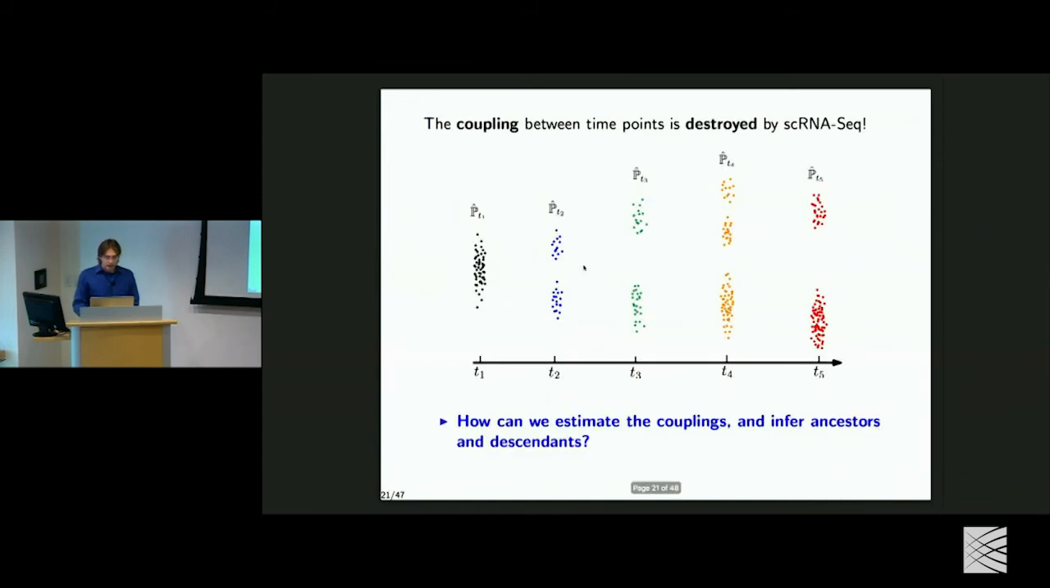Okay. And so now let's get to some actual data. If we are actually presented with data, we don't actually observe any of these couplings, right? All we observe is some samples from these distributions at some time points. And we don't see the coupling at all, but we want to estimate the coupling. And after we estimate the couplings, we can try to infer the ancestors and descendants. Okay? So this is kind of the main goal of the talk.